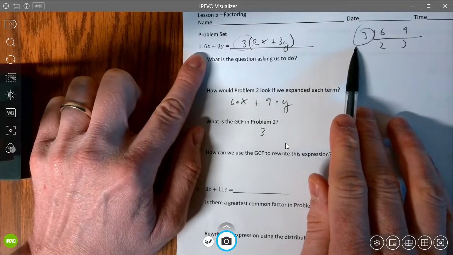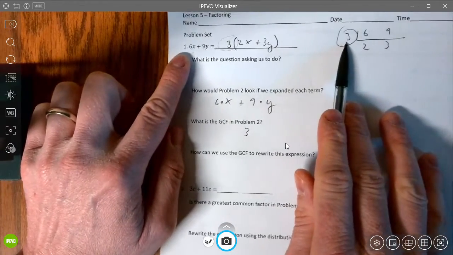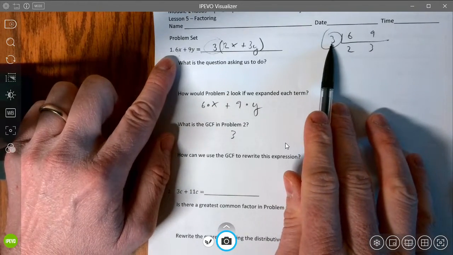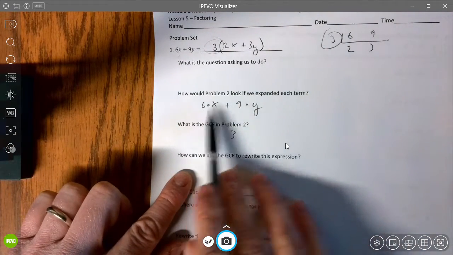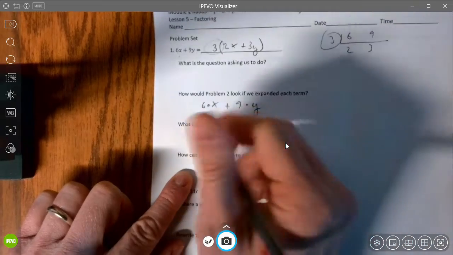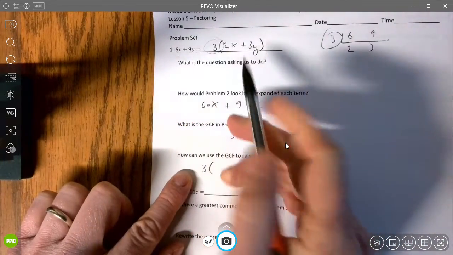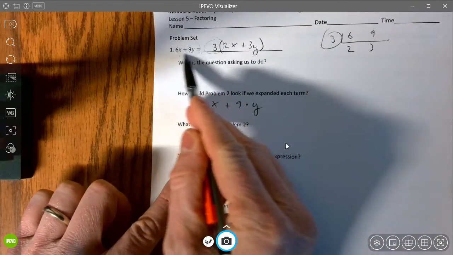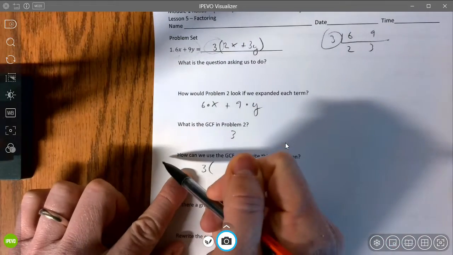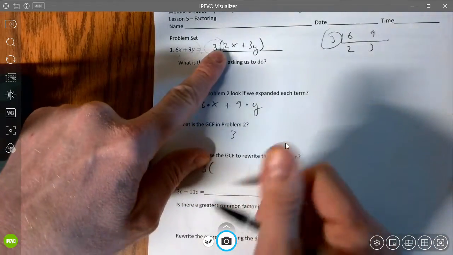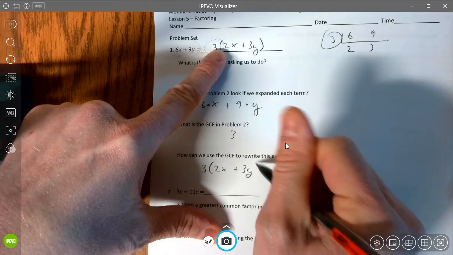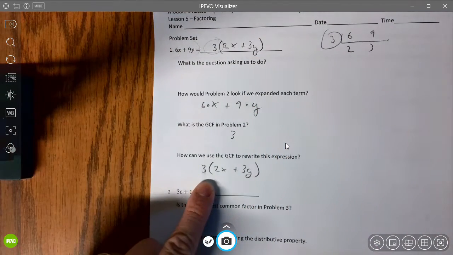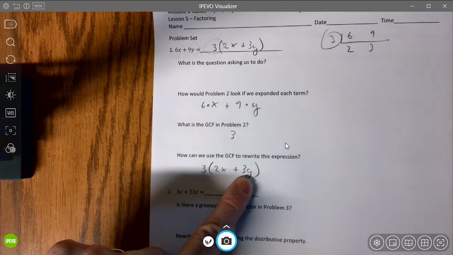Okay. We found our greatest common factor was 3, right? So I've divided the 6 and the 9 by 3. I kind of pulled that 3 out of this original expression. You can think of it as I pulled it out. And then what's left inside is 3 times 2x plus 3y.